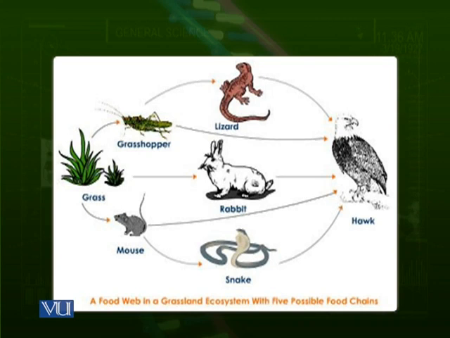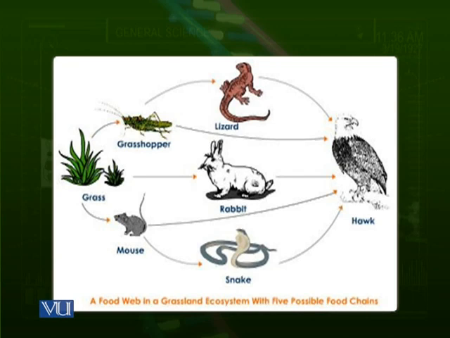Then we can see that the grasshopper itself is a source of food for a lizard, because these lizards, they eat upon these grasshopper. This grasshopper is also a source of food for a hawk. And we can see that the lizard which is eating upon the grasshopper, it is also a source of food for the hawk. So hawk is consuming both the grasshopper and the lizard.